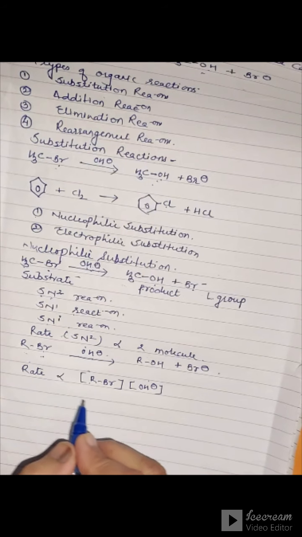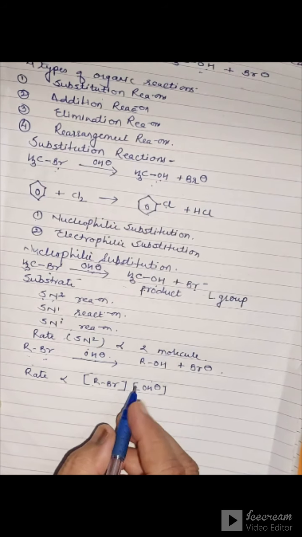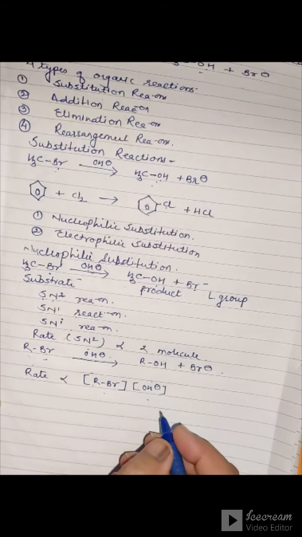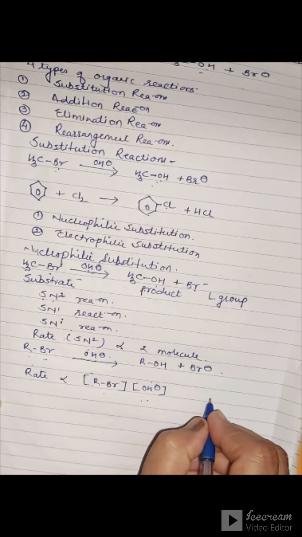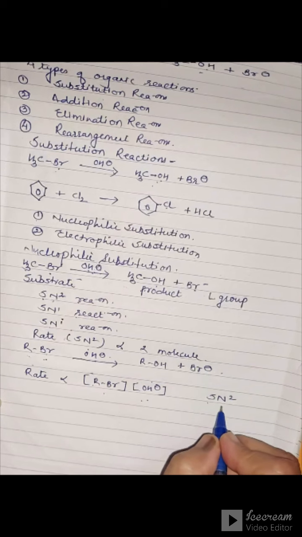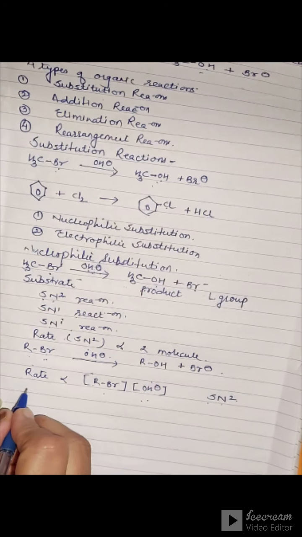The rate of reaction depends on the concentration of 2 different molecules, RBr and OH negative. Therefore, the molecularity of the reaction is 2. So this reaction is a bimolecular reaction and it is written as SN2: Substitution, Nucleophilic, Bimolecular.